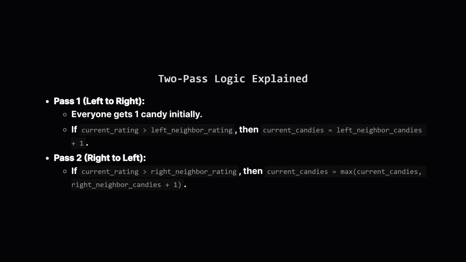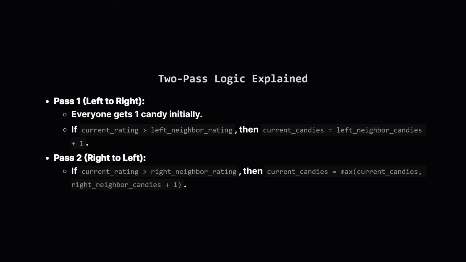Here's how the 2-pass logic works more concretely. First, we give every child 1 candy. This handles the at least 1 candy rule. Then, for the first pass we go from left to right. For each child, if their rating is higher than the child to their left, we make sure they get 1 more candy than that left neighbor. After this pass, all left neighbor conditions are met. For the second pass we go from right to left.